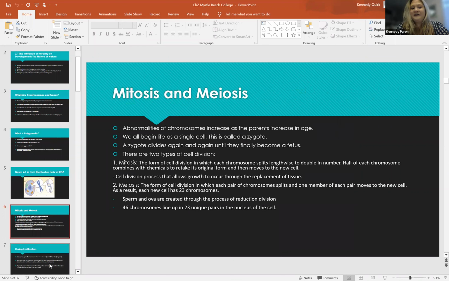We're going to talk about the two types of cell division, mitosis and meiosis. Abnormalities increase in chromosomes as parents age. This is why people say that geriatric pregnancies can be more high risk. We begin life as a single cell organism, and then we become what is called a zygote. A zygote divides again and again, and finally becomes a fetus. There are two types of cell division, mitosis being the first and meiosis being the second. Mitosis is the form of cell division that splits lengthwise, doubling the number. Then half of each chromosome goes to form a new cell.